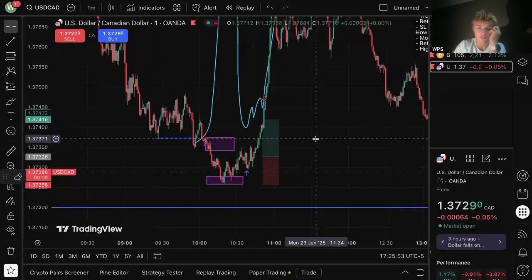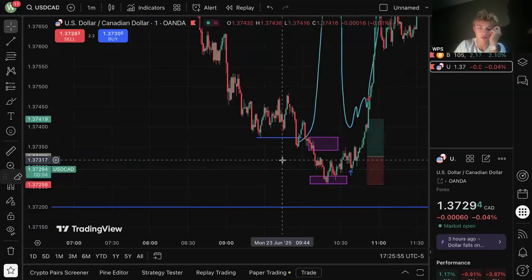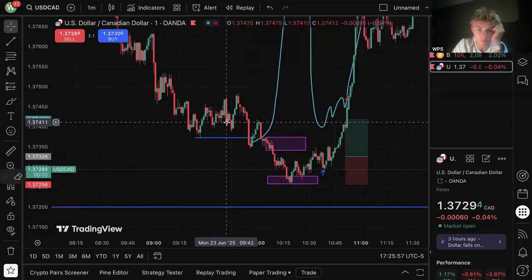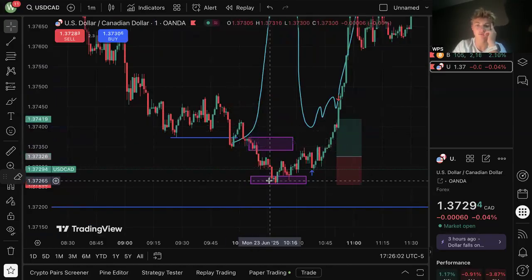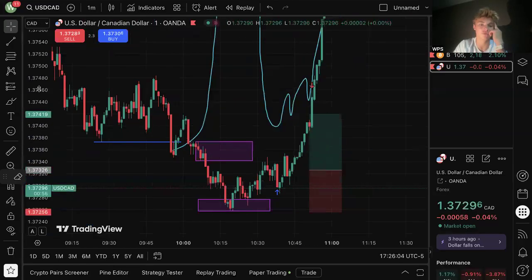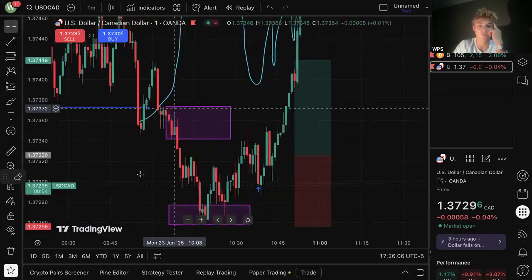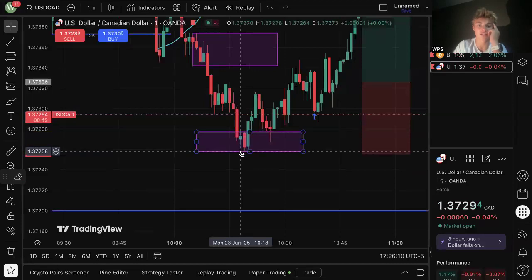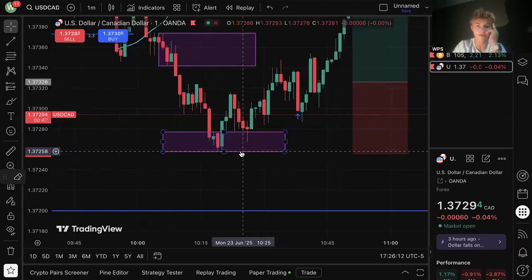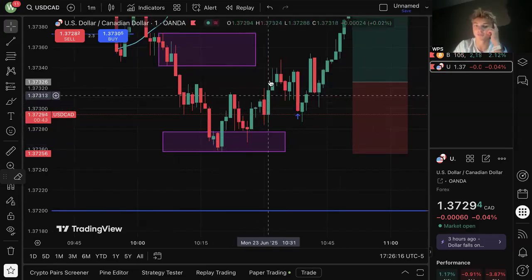Here, as we can see, price had hit a swing low right here, and then hit the second swing low here, below the first previous swing low right here. Price forms a small order block on the 1 minute right here, on this last move down. Price then retraces back into this order block and then breaks structure to the upside.